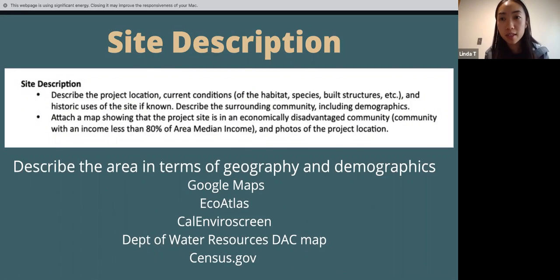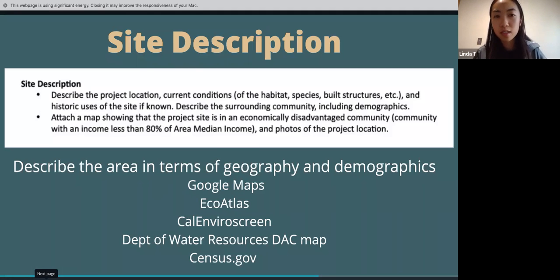And then just describing the site. If you know the current conditions of the site, both ecologically but also the surrounding community, what are the demographics of that area? And for this program, since it's targeted for economically disadvantaged communities, there are a lot of resources that map out those areas. For example, CalEnviroScreen. I know the Department of Water Resources has a map. The Restoration Authority also has maps.